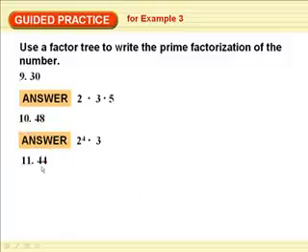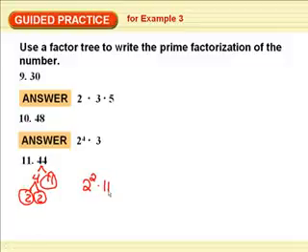Okay, 44. 4 times 11. 4 breaks down into 2 times 2. Prime, prime, prime. So that would be 2 squared times 11. And it's there. You can see it.